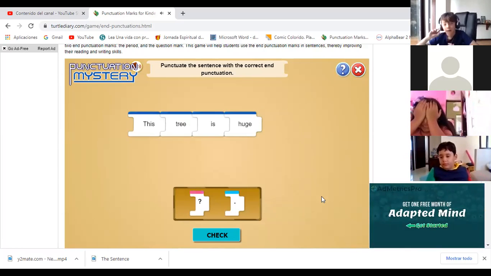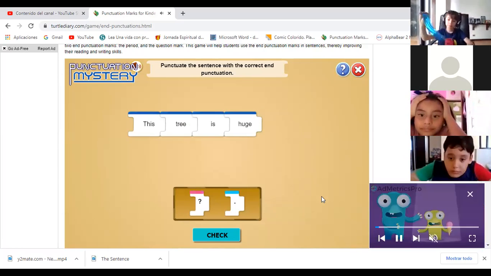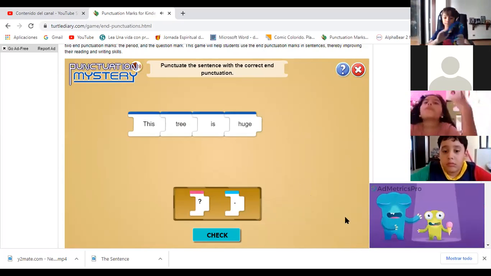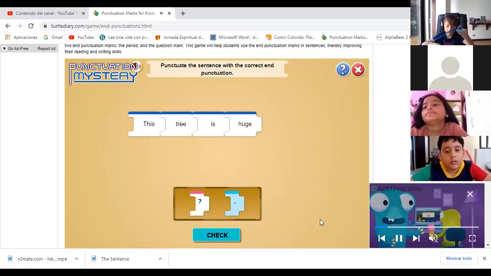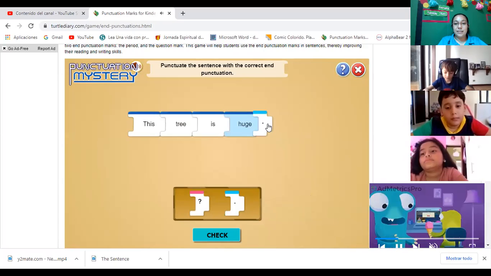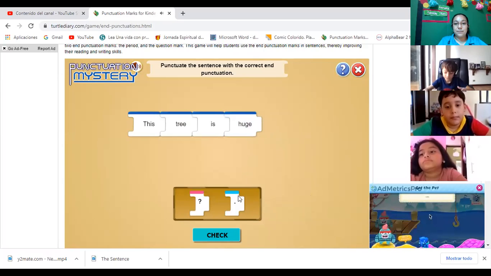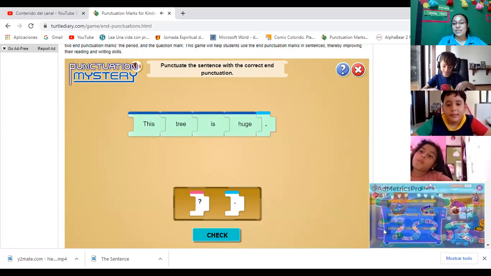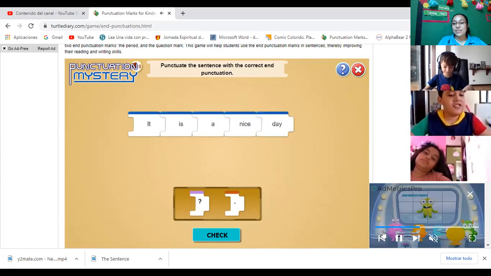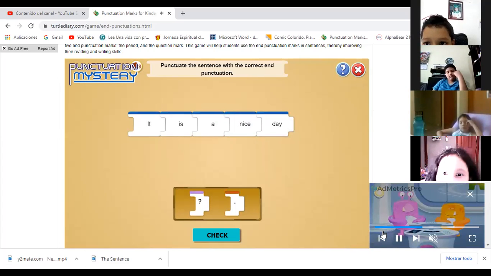Alejandro Mendoza, this tree is huge. Okay, question mark or period? Period, miss. Okay. Let's see. Let me check. Okay. Yes, good job. This one is period. Excellent. Okay, next one. Let me see.